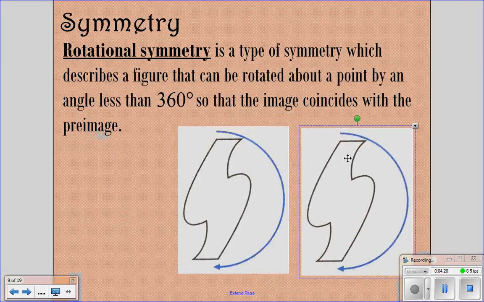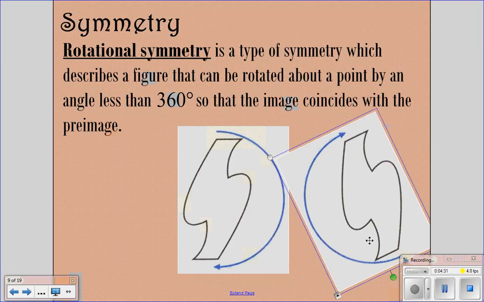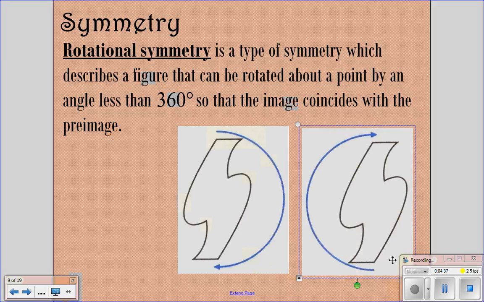So I'm going to show you, if we rotate this one 180 degrees, do you see how, aside from the blue arrow, this figure and this figure are identical? And so it has rotational symmetry.